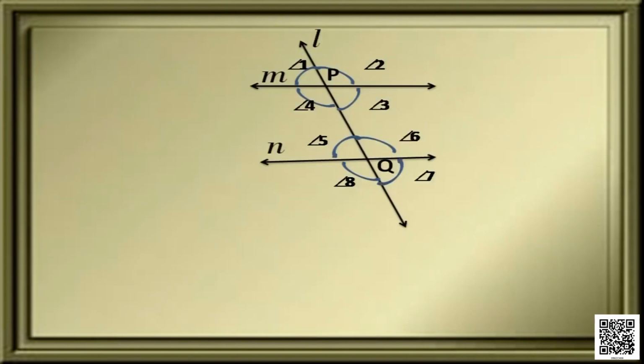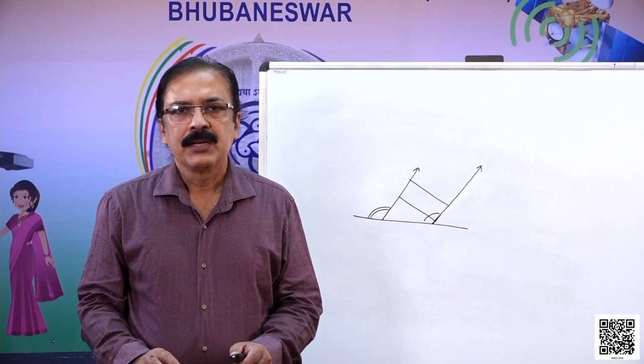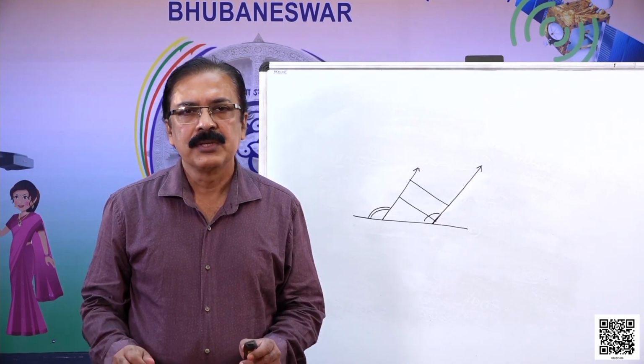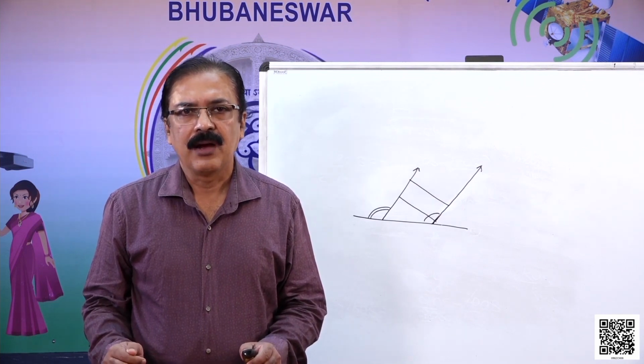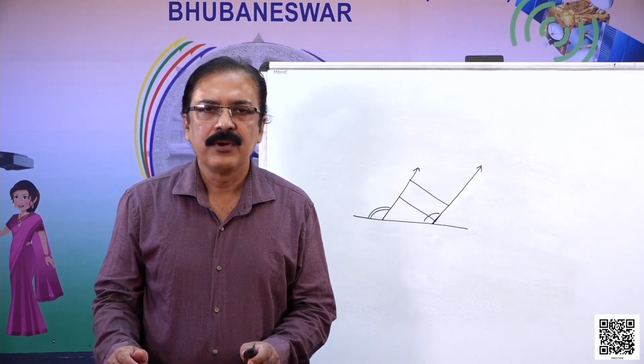So we can write the converse of this axiom as: if a transversal intersects two lines such that a pair of corresponding angles is equal, then the two lines are parallel to each other. In further discussion of the theorems, we have to use these axioms to prove those theorems. Let's come to a theorem.